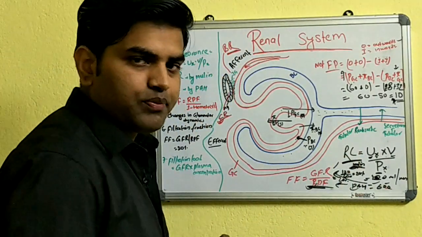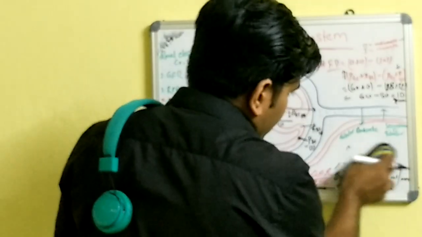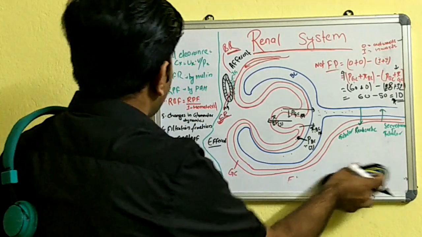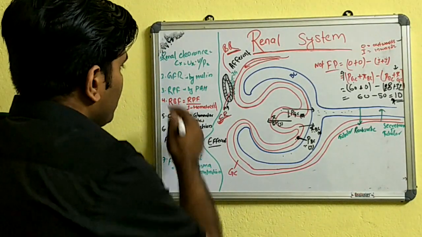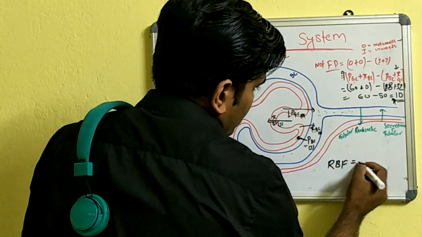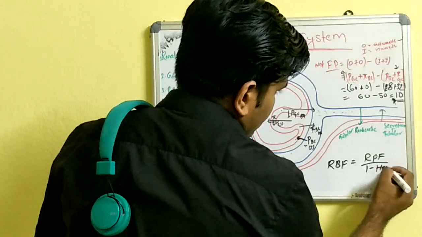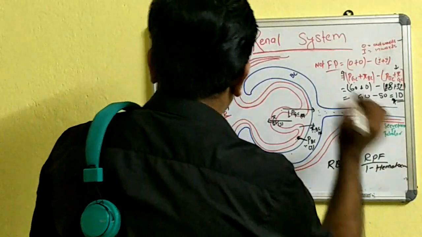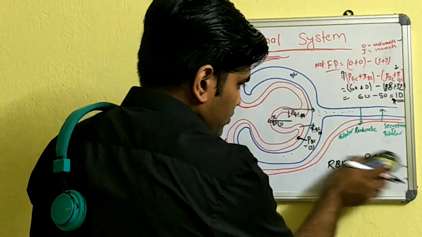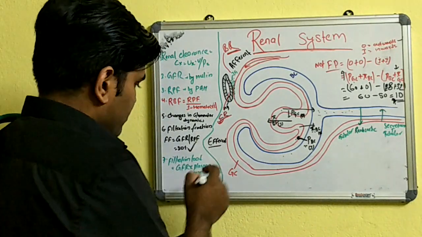That you have understood. Now, you have understood about GFR, about the renal clearance, and about the renal plasma flow and how to calculate it. If we want to calculate renal blood flow, then it is renal plasma flow divided by 1 minus hematocrit. Correct. Now we have understood this also. Now there is filtration fraction. We have understood about filtration fraction.